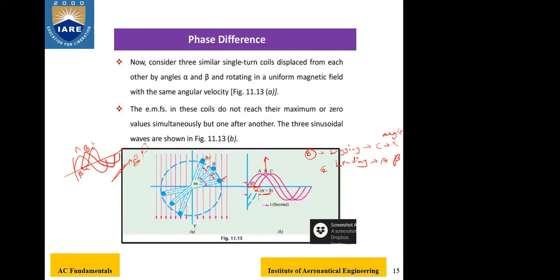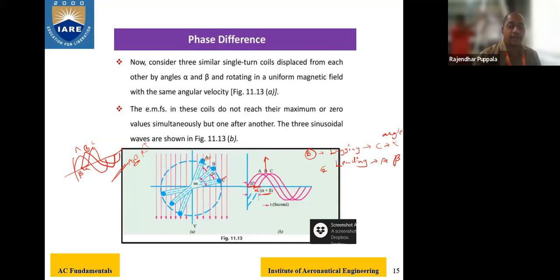Sir, what is lagging and leading? Lagging means being behind. That waveform is behind compared to the other waveform, with an angle of alpha, or if you take time on the x-axis, with a difference of time period, we will consider.